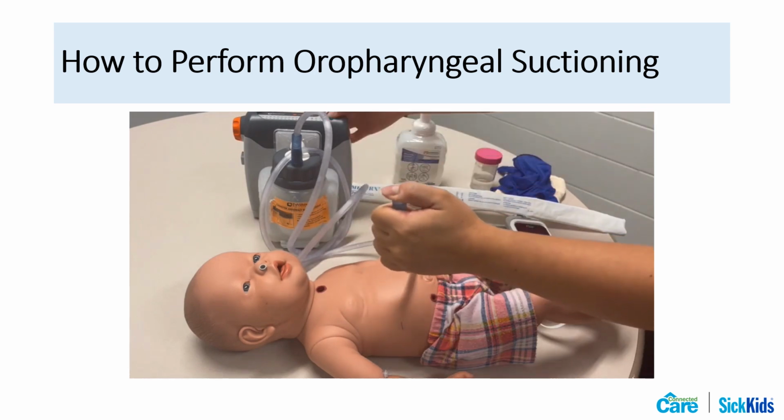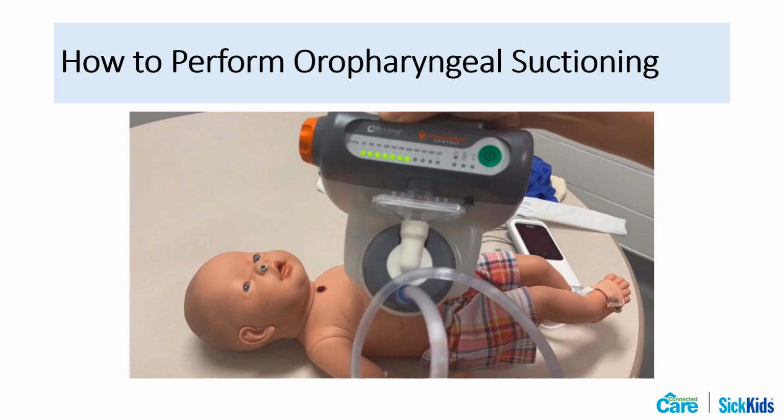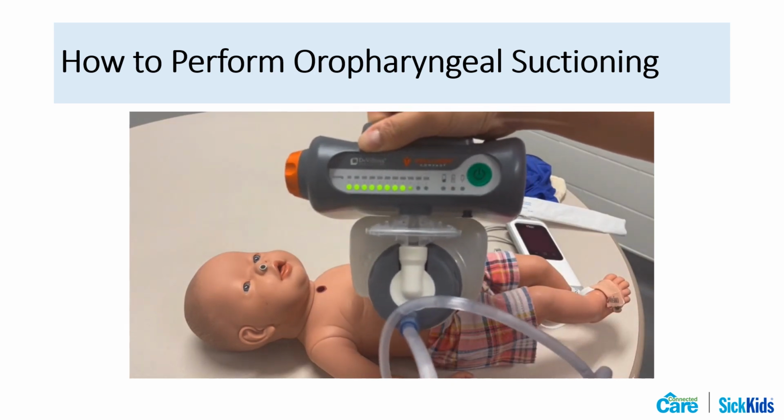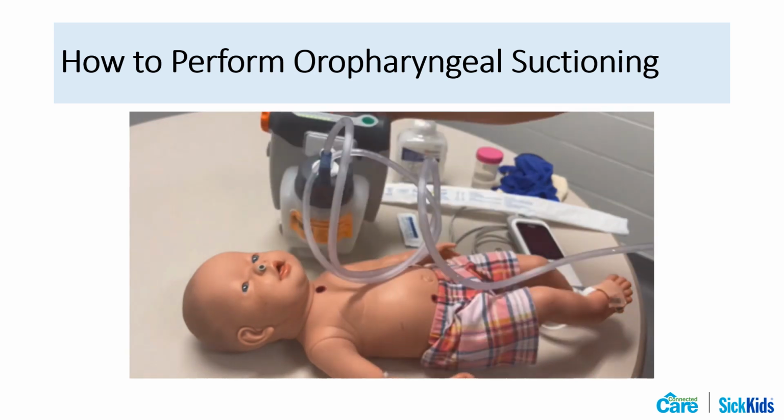Make sure the suction machine is at the correct setting by occluding the end of the tubing with your thumb to check pressure. Do not pulsate the end. Our goal is to reach the maximum pressure when occluded.